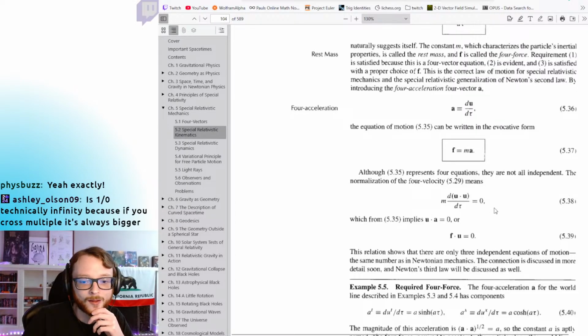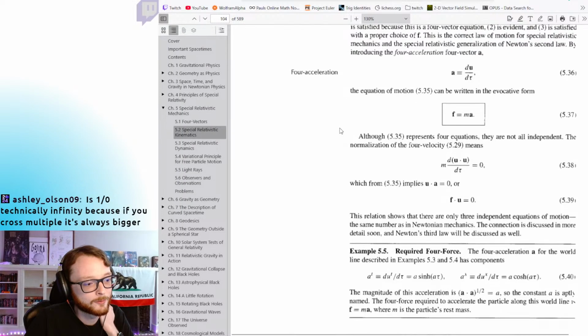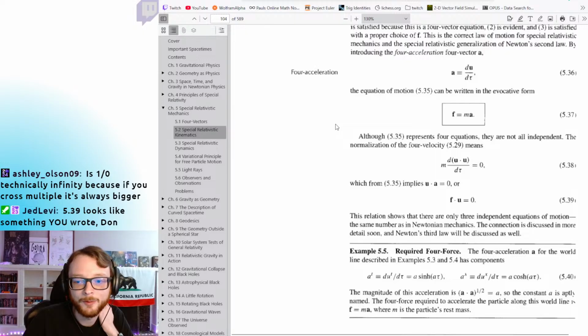Yeah, that felt weird. Cross multiply, it's always bigger. It's more like 1 divided by a very small number is a very big number. If you're cross multiplying with that, I think something's gone wrong. 5.39, yeah, that does check. All right, F dot u. There it is.